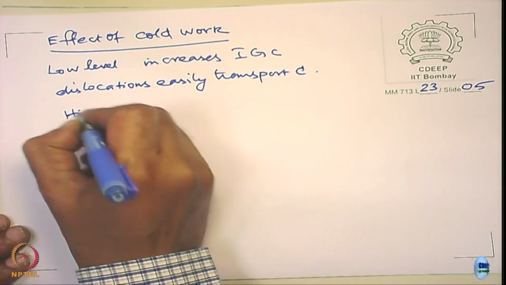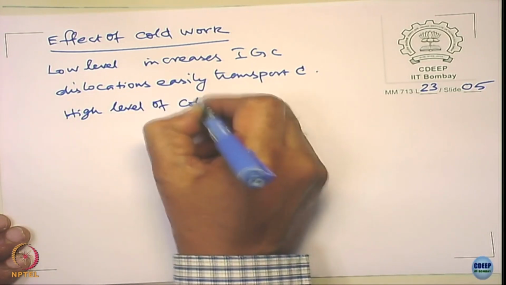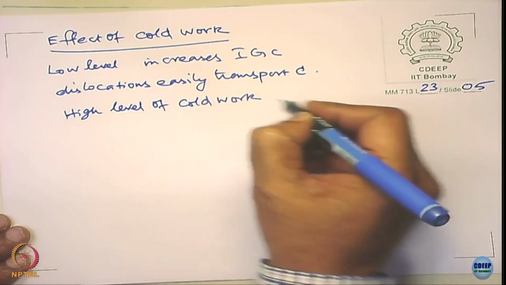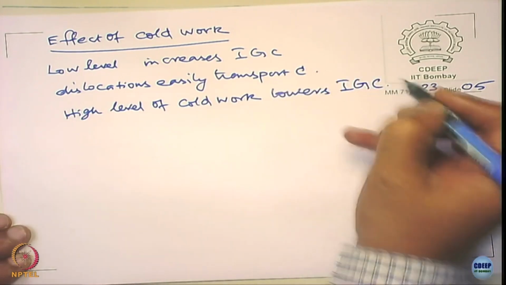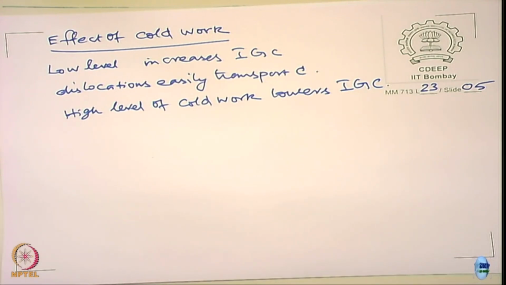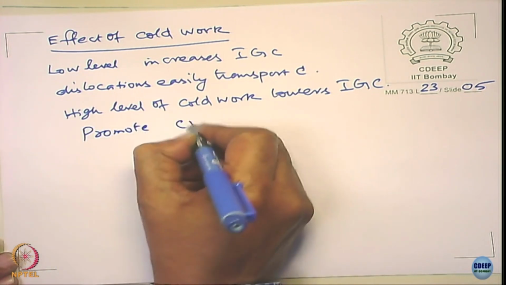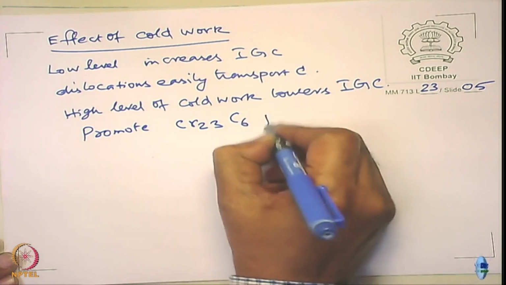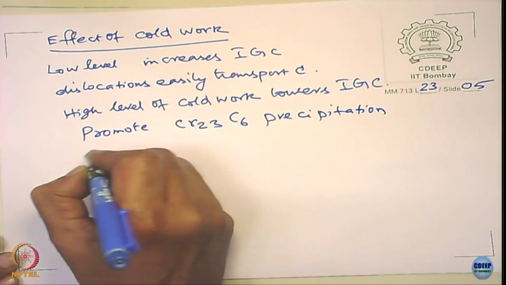High level of cold work lowers IGC. Anybody can guess why at high level IGC is getting reduced? Yeah, you have lots of dislocations now. In fact, they get entangled. So because they promote chromium carbide precipitation within the grains.